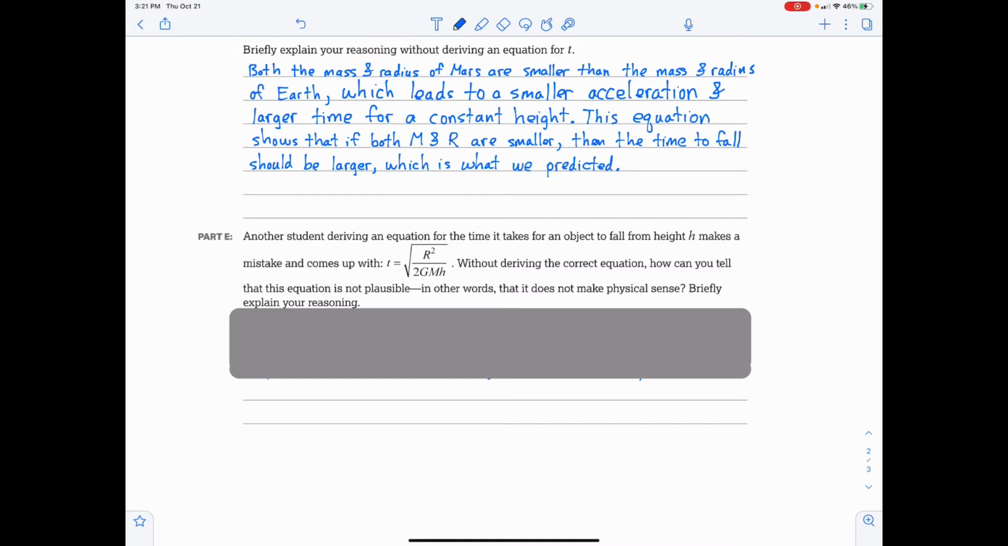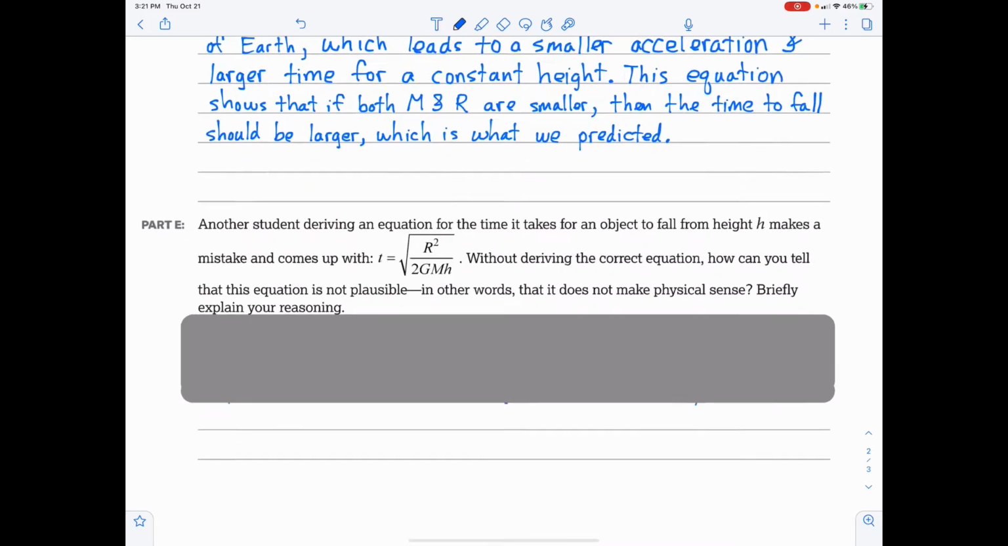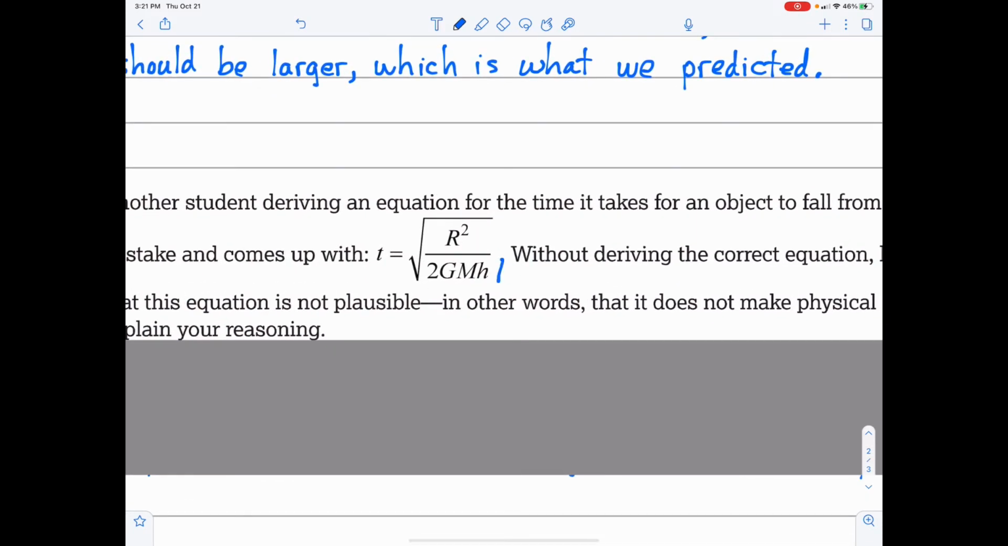Well, for one, let's look at the height. If you increase the height, that means you drop it from a higher height. If h is on the bottom here, that means t goes down. h goes up, t goes down. But that doesn't make sense, because if you drop something from a higher height, it takes longer time, not shorter time, to fall. So h shouldn't be in the bottom of the equation.